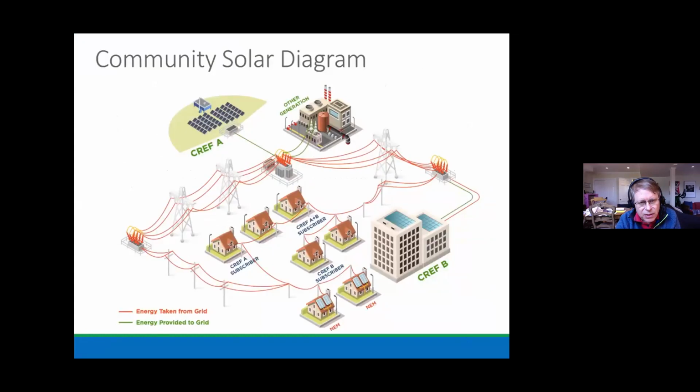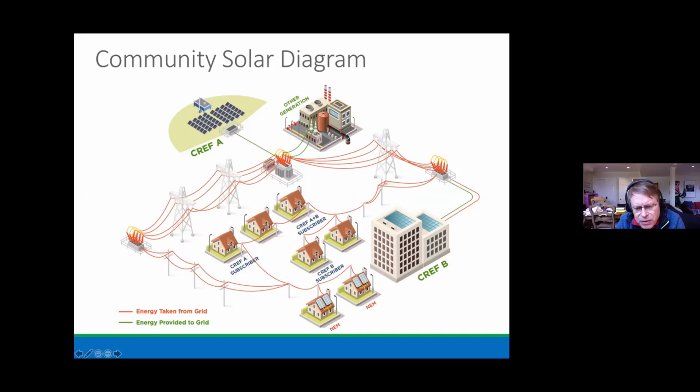Okay. And so here, this is a diagram of what a community solar array looks like. If you look at the upper left is what's labeled as a CREF, a community renewable energy facility. And that's a solar array on a field on the upper left portion of the screen. And on the lower right portion of the screen is a community renewable energy facility located on the rooftop of a commercial office building. And if you look at the homes, where they're labeled subscribers, are customers who have elected to purchase a portion of the output of the community solar array and have their bills offset as a result.